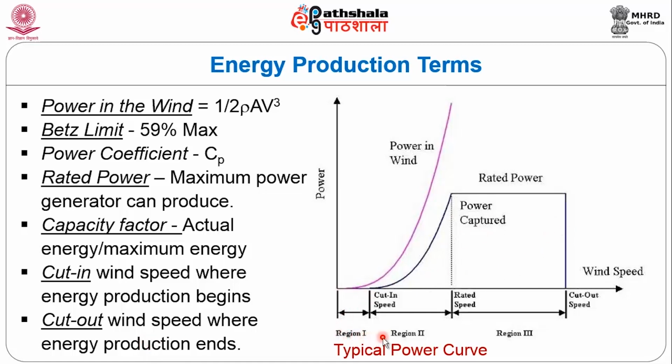And here it is given the region 1, 2 and 3, and the cut-in speed, and this is the rated speed, where maximum power could be captured, and this is the cut-out speed, beyond which the wind turbine will not be operated, and this is the power in the wind, the typical power curve.